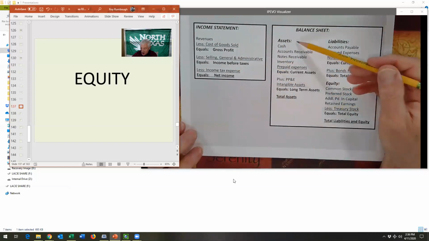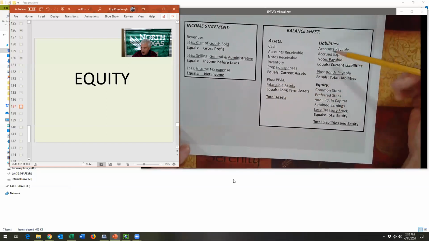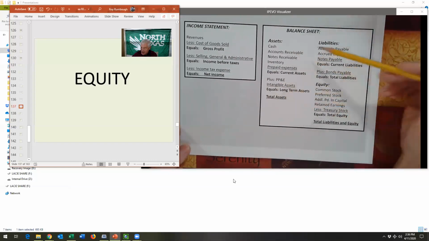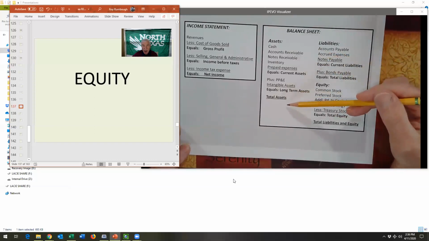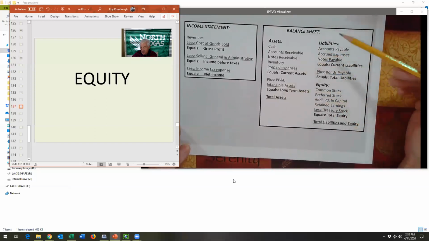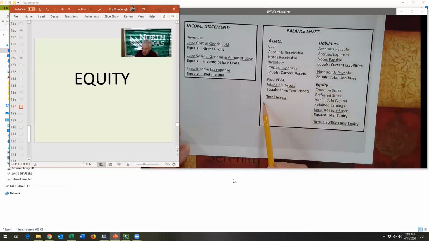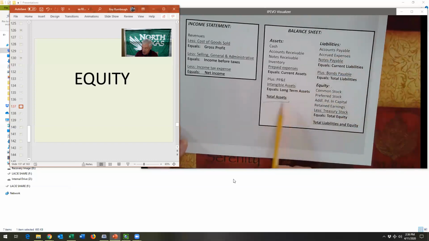What does the business own? And then what are the claims? Those are assets, things people own. What are the claims against those assets? Liabilities and equity. Don't forget, final exam is coming. Total assets equal the total of liabilities plus equity. Makes sense. All the things we own should equal all the claims against the things we own.